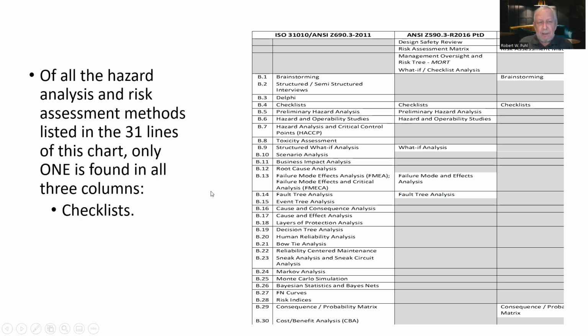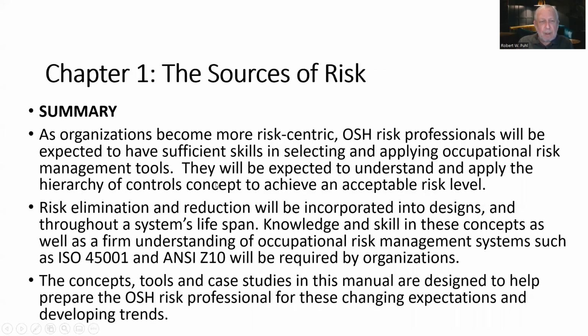Of all the hazard analysis and risk assessment methods listed in the 31 lines of this chart, only one is found in all 3 columns, and that is checklists. Isn't that amazing that they have all these things and only one of them can they all agree on? So I think there's still a lot of disagreement in the field on this.